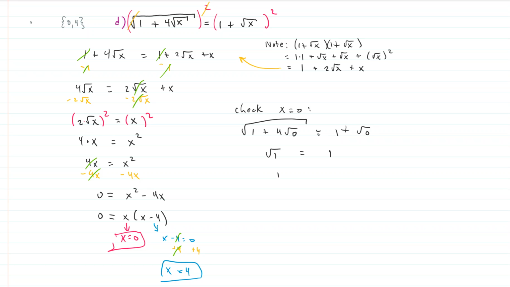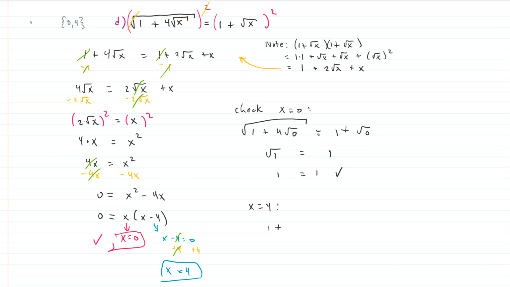Root 1 does equal 1. That one's valid. So we have checked x equals 0. That's a valid solution. Let's check x equals 4.